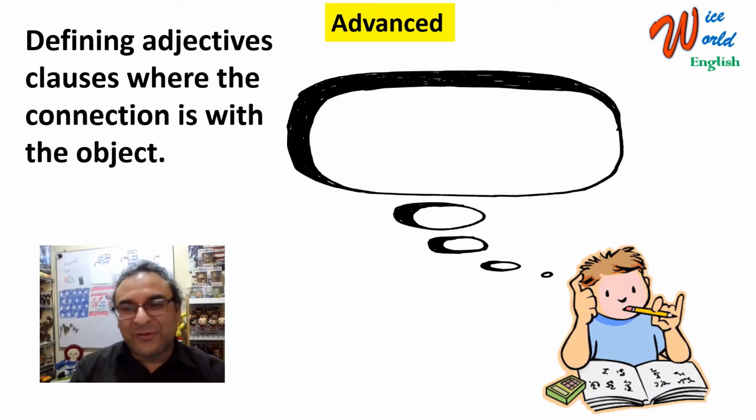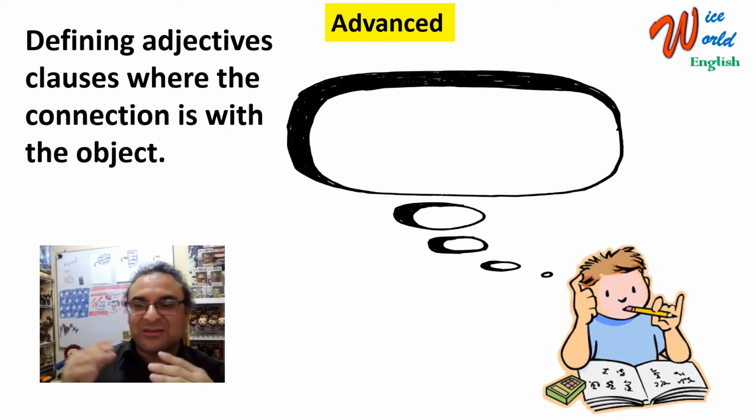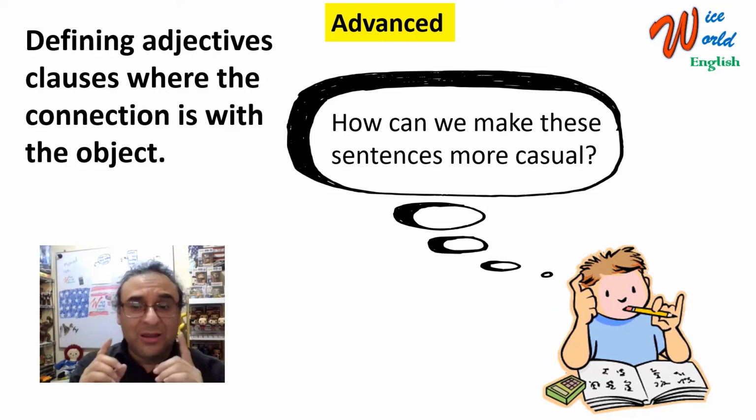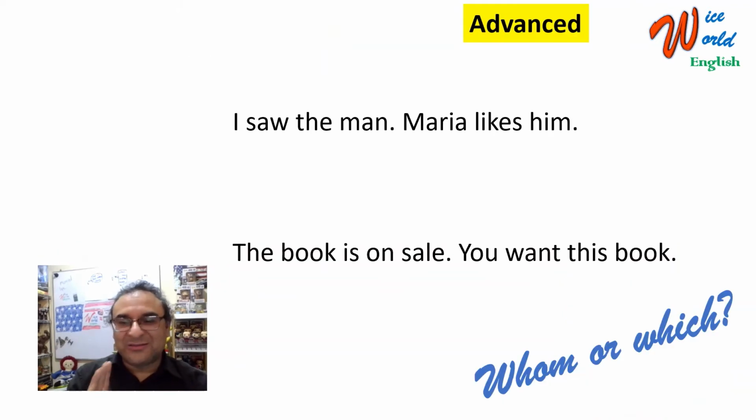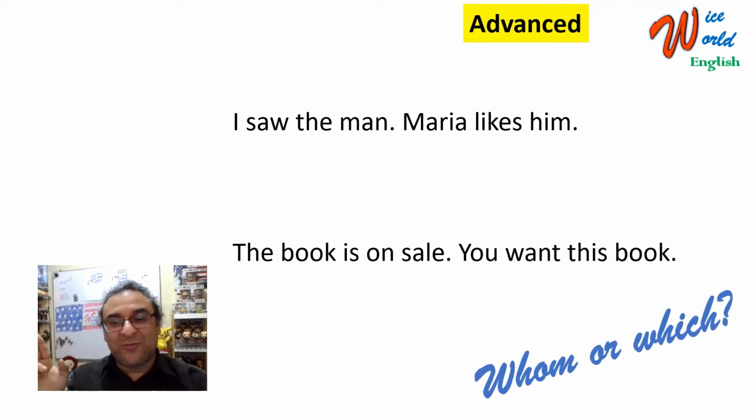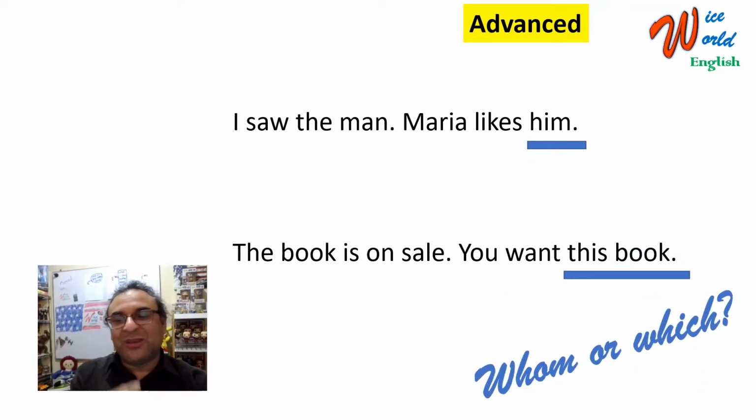Alright, but in the previous sentences, I showed you sentences where the connection is in the subject. Now we're going to see adjective clauses where the connection is in the object. And how can we make these sentences more casual? Let's see. Okay, step by step, very fast, as we saw in previous videos, we can connect these sentences with whom or which. But remember that in these clauses, if you look at the second part, the connection is going to be in the object, not in the subject, right?